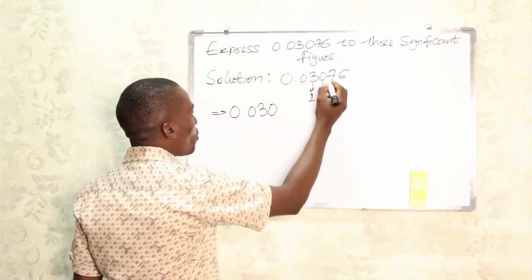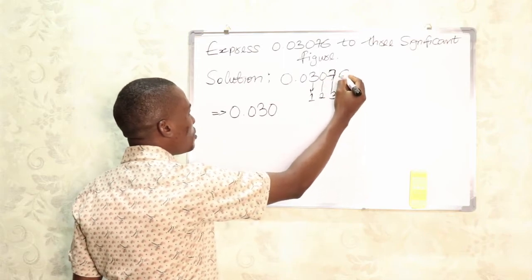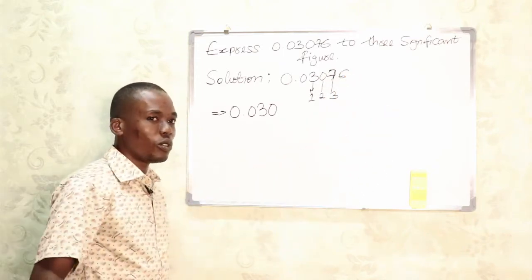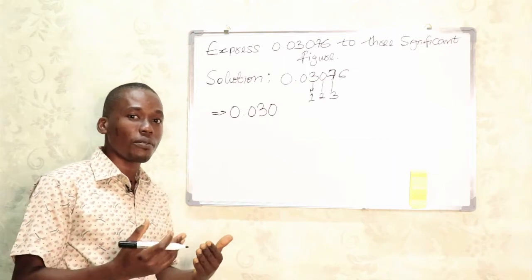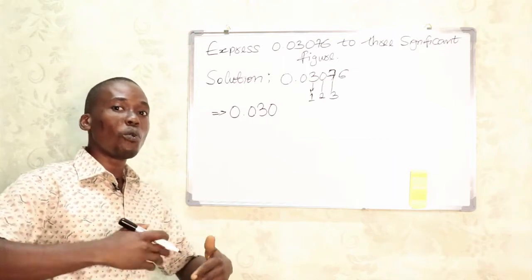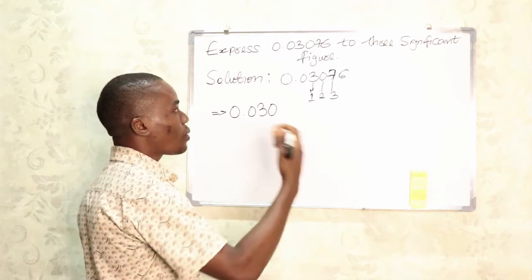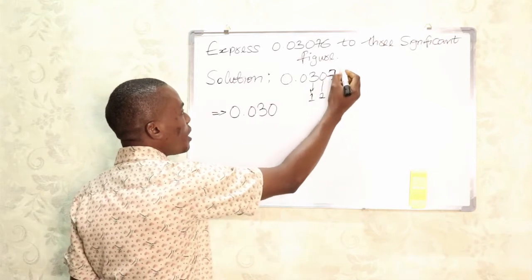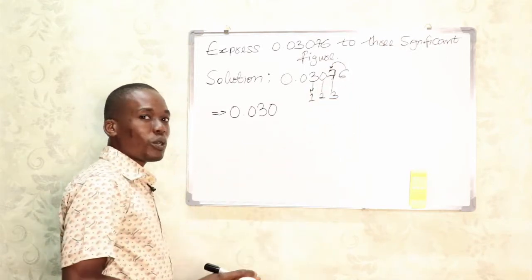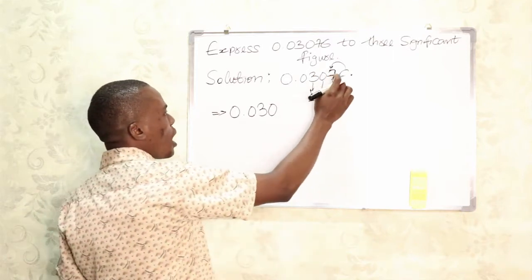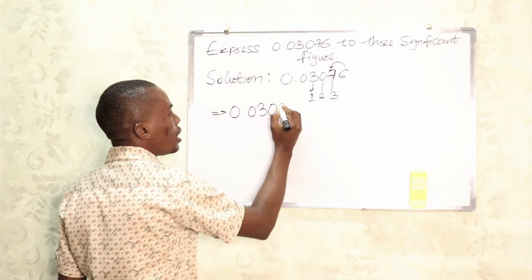Now finally we have 7, and after 7 you will notice that we have the value 6. Following the third keynote, you will notice that we said any value that is 5 and above will be approximated. In essence, one value will be added to this to make this 8. That is what we call approximation. So if we approximate 6, it will make 7 become 8.